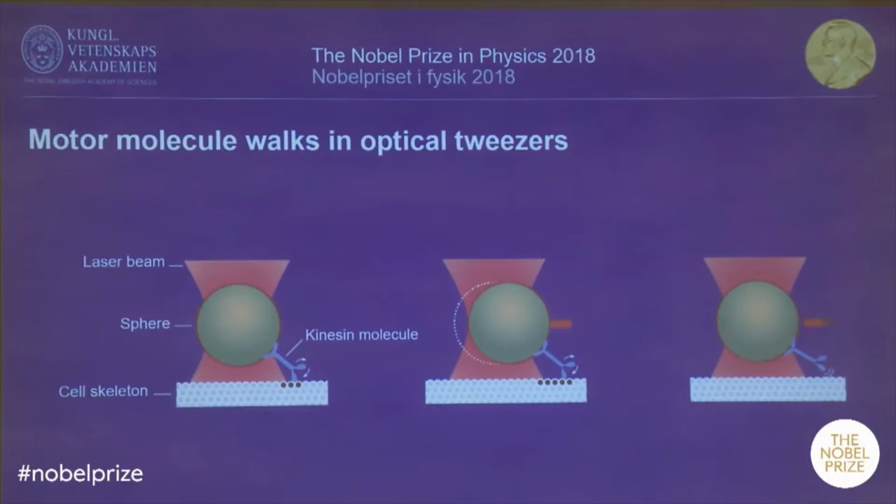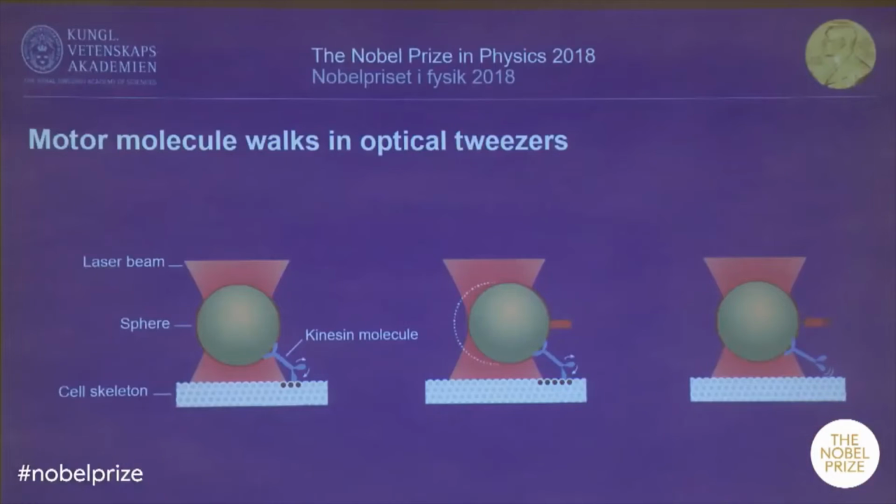So, of course, it wasn't the fact that he could trap a small sphere that was the real breakthrough. The real breakthrough came when Arthur Ashkin demonstrated that he could trap in the tweezer viruses, bacteria, and even living cells. And this led to a very important development.